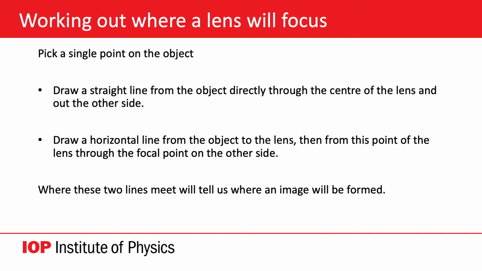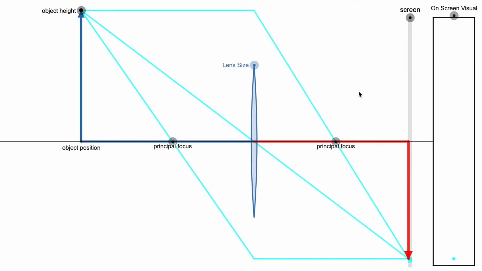Here is how I describe the rules to my students. Pick a single point on an object next to a lens. Draw a straight line from the object directly through the centre of the lens and out the other side. Draw a horizontal line from the object to the lens, then from this point on the lens through the focal point on the other side. Where these two lines meet will tell you where an image has been formed. The reality is slightly different, as we discussed earlier, but we consider the lens to be thin and show refraction occurring from the plane of the lens.